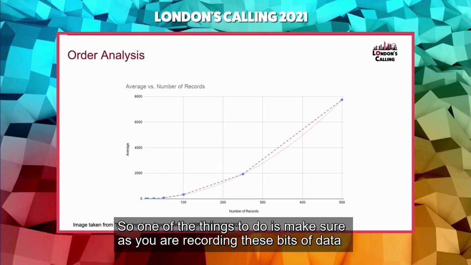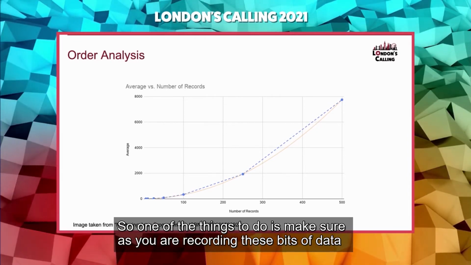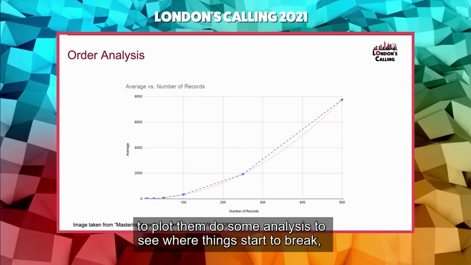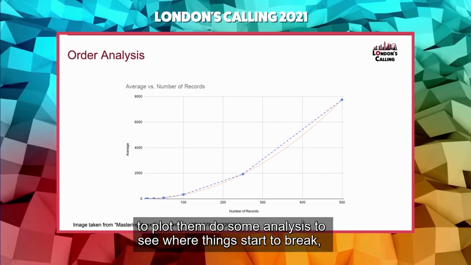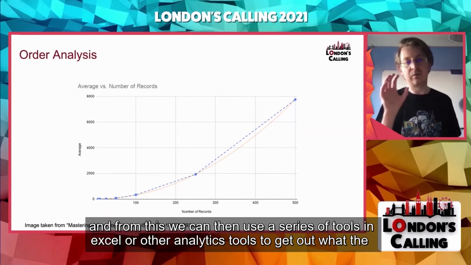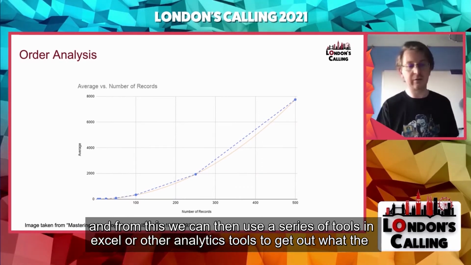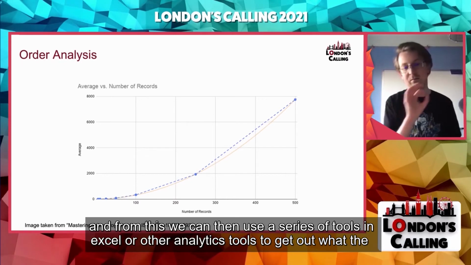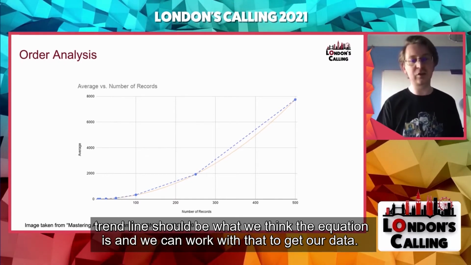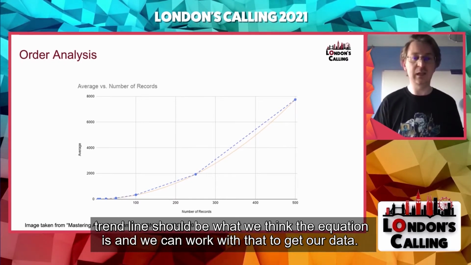So one of the things to do is make sure as you are recording these bits of data, to plot them, do some analysis to see where things start to break. Okay, and from this, we can then use a series of tools in Excel or other analytics tools to get out what the trend line should be, what we think the equation is, and we can work with that to get our data.